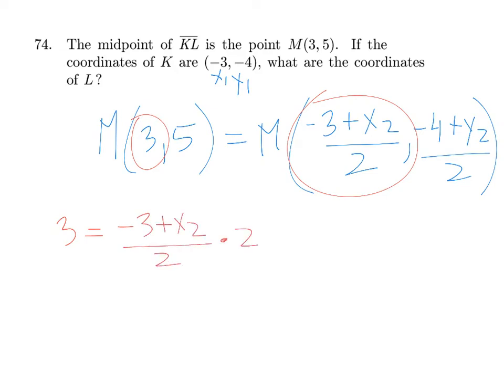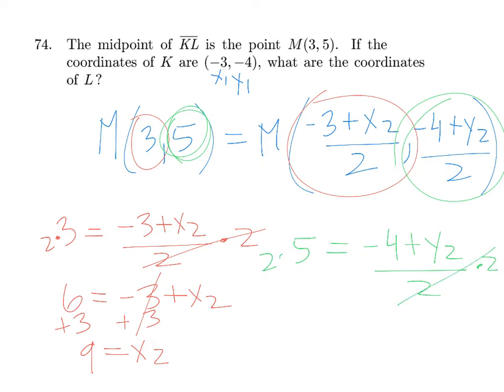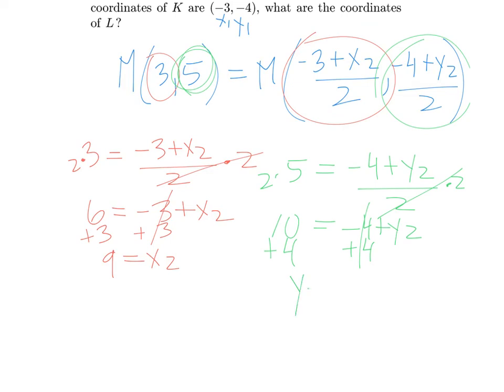Alrighty, and multiply by 2 on both sides. Cancels out. I get 6 is equal to -3 plus x sub 2. Add 3. I get 9 is equal to x sub 2. Now I have 5 equal to -4 plus y sub 2 over 2. Multiply by 2 on both sides. Cancels out. I get 10 is equal to -4 plus y sub 2. Add 4 to both sides, and get y sub 2 is equal to 14.